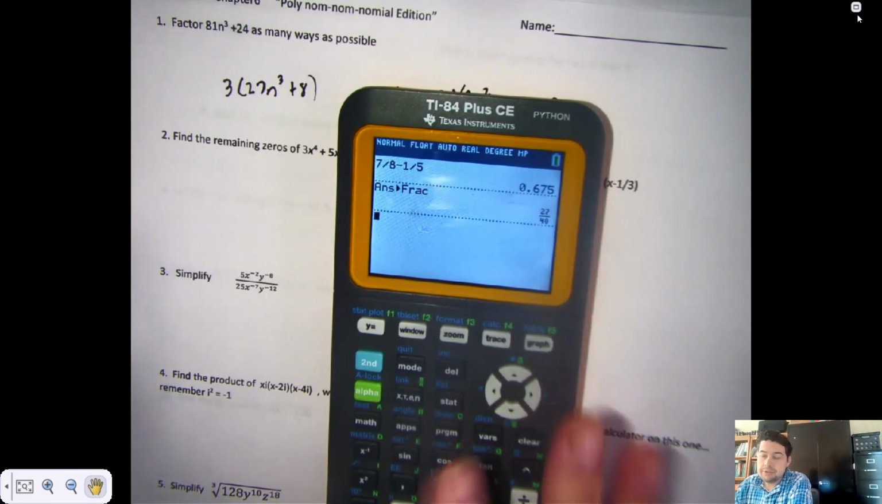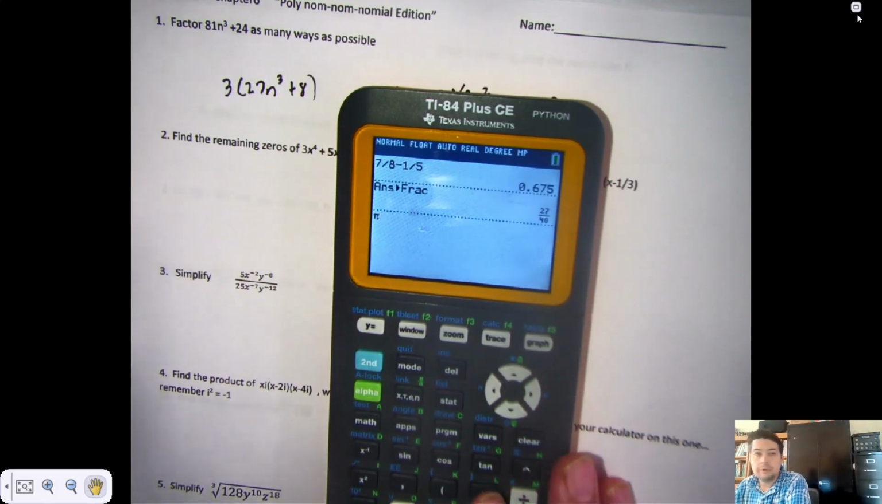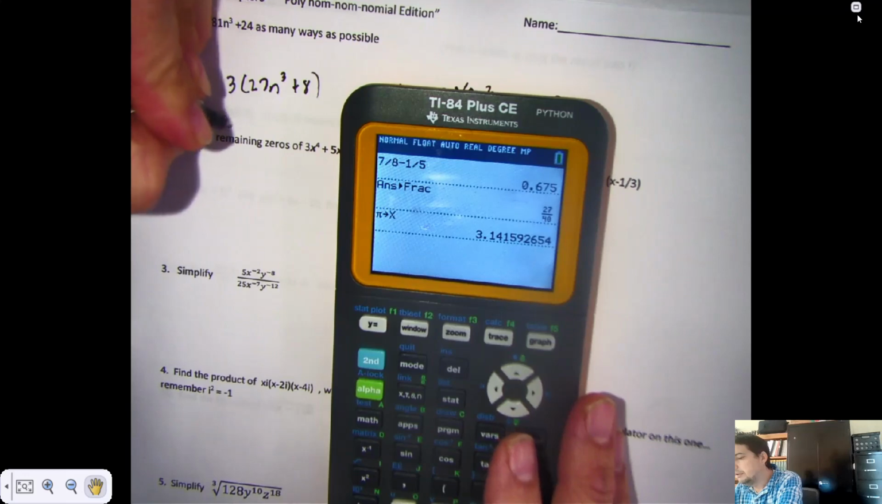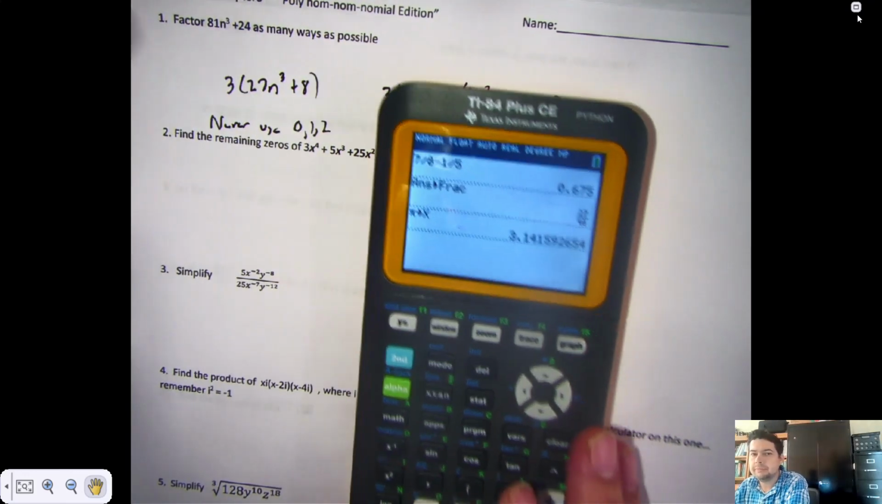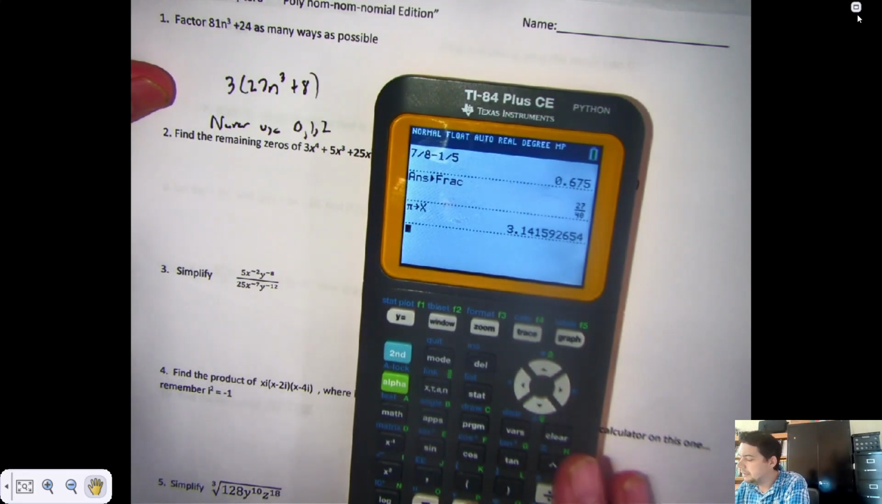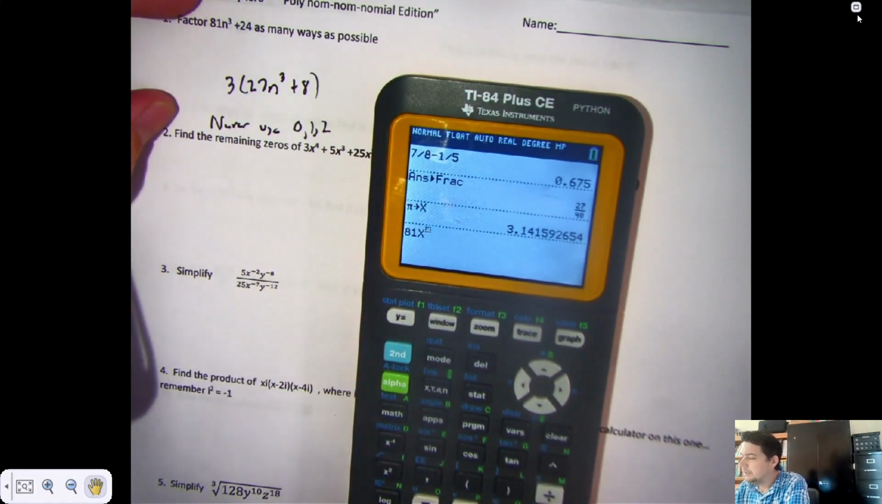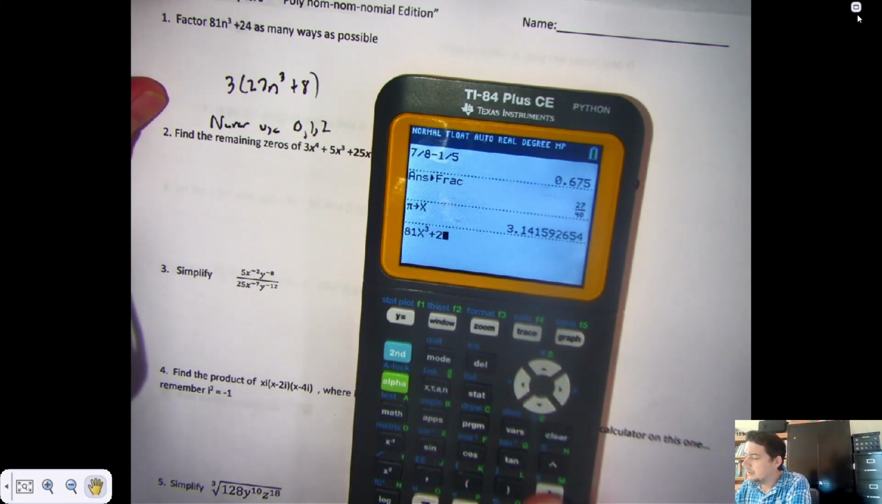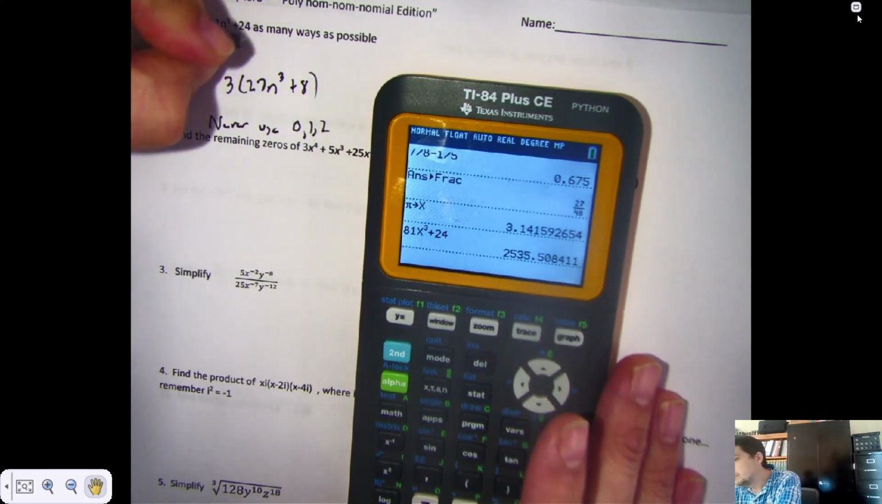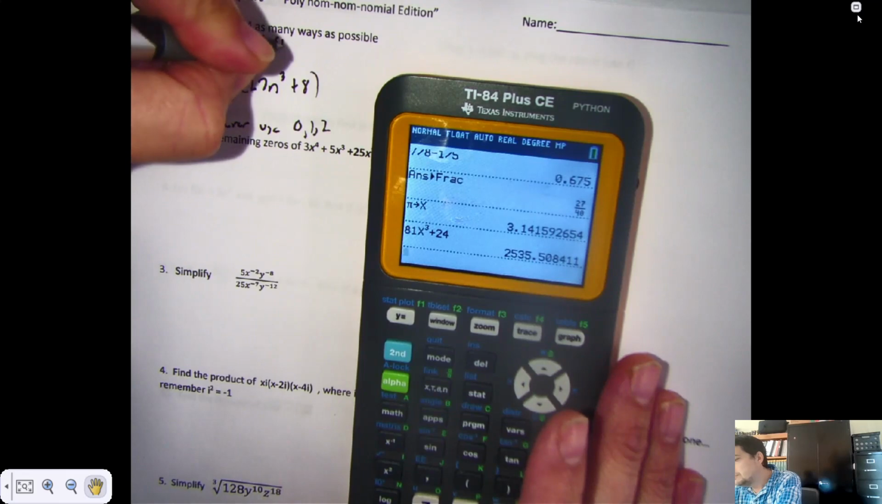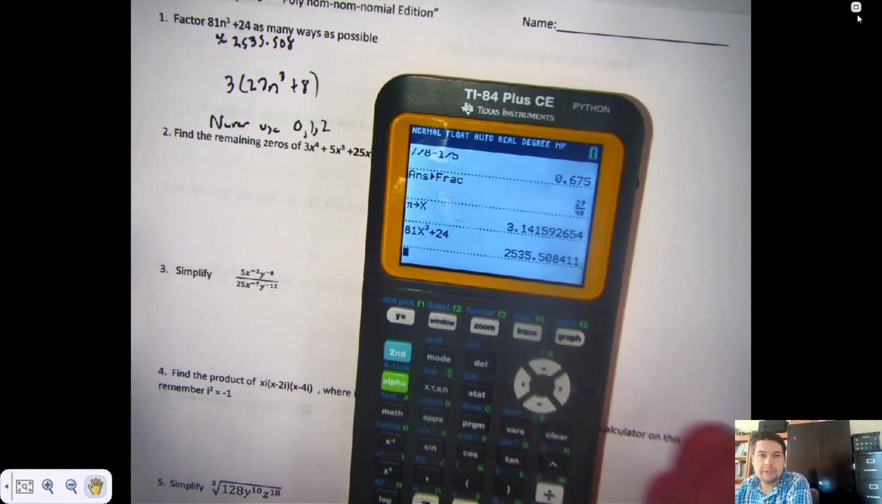So for numerical equivalency, you make up a number. Pi is a very good one, and you store it to x. Never use a 0, a 1, or a 2. Don't ever do it. But something like pi is funky. Type in the original equation, and you get this decimal. It's about 2,535.508, and then type in the answer choices.